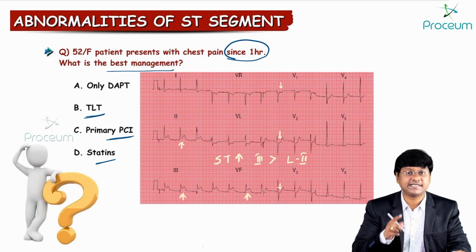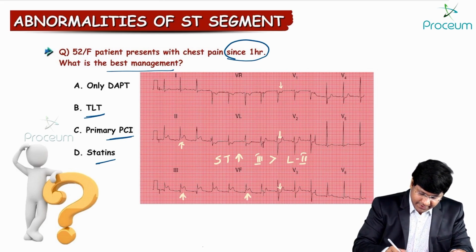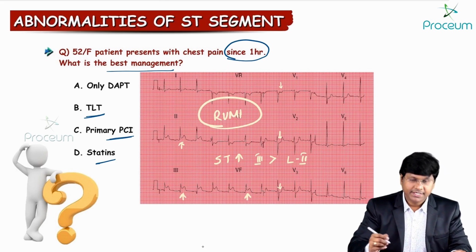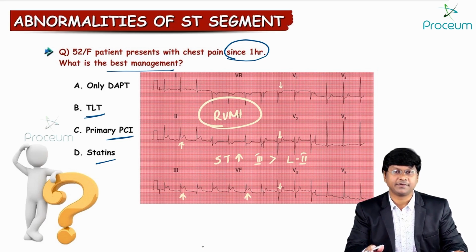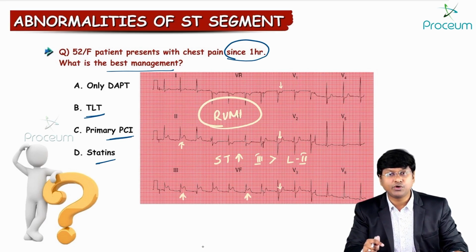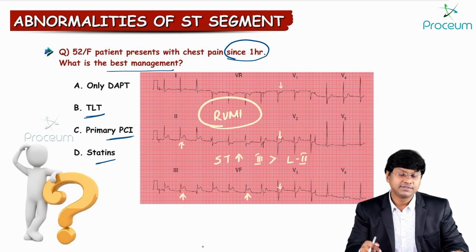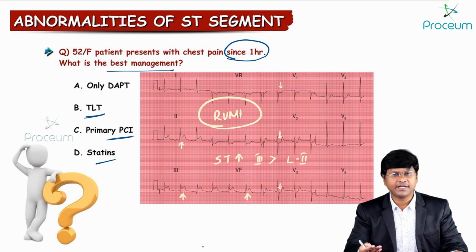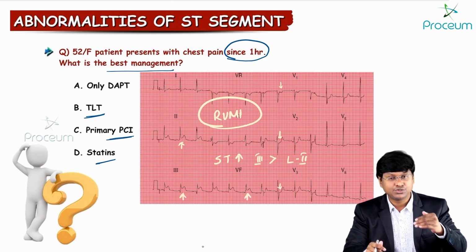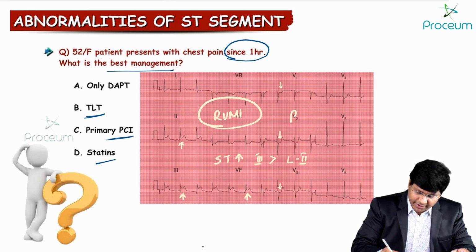This is suggestive of right ventricular myocardial infarction. If ST elevation is more in lead 2 than lead 3, it is inferior wall MI. But if ST elevation is more in lead 3 than lead 2, that is your right ventricular MI. So this is a case of RV MI. And why is that? That is due to blockade in the right coronary artery.